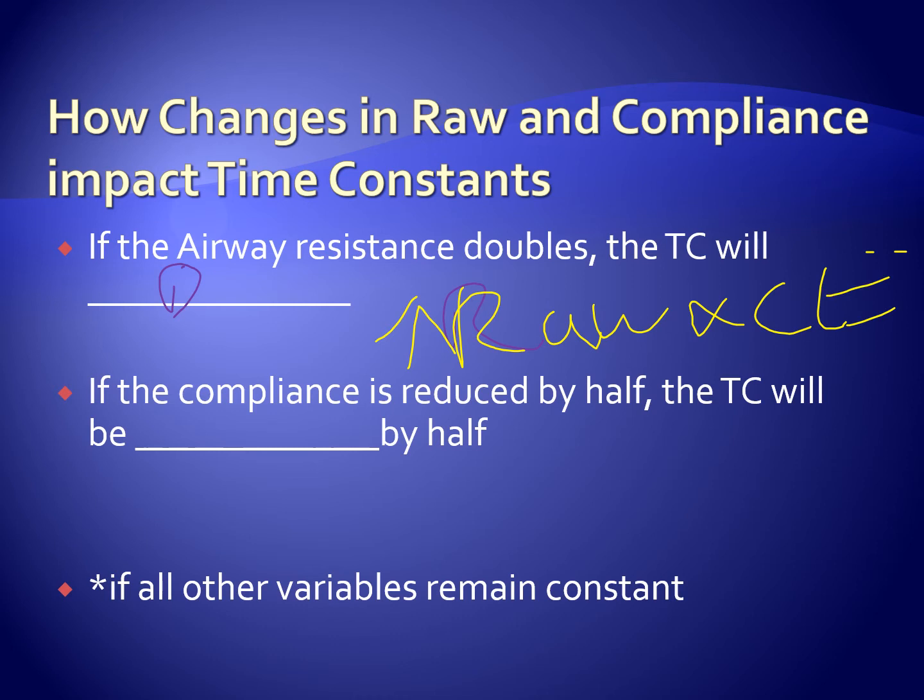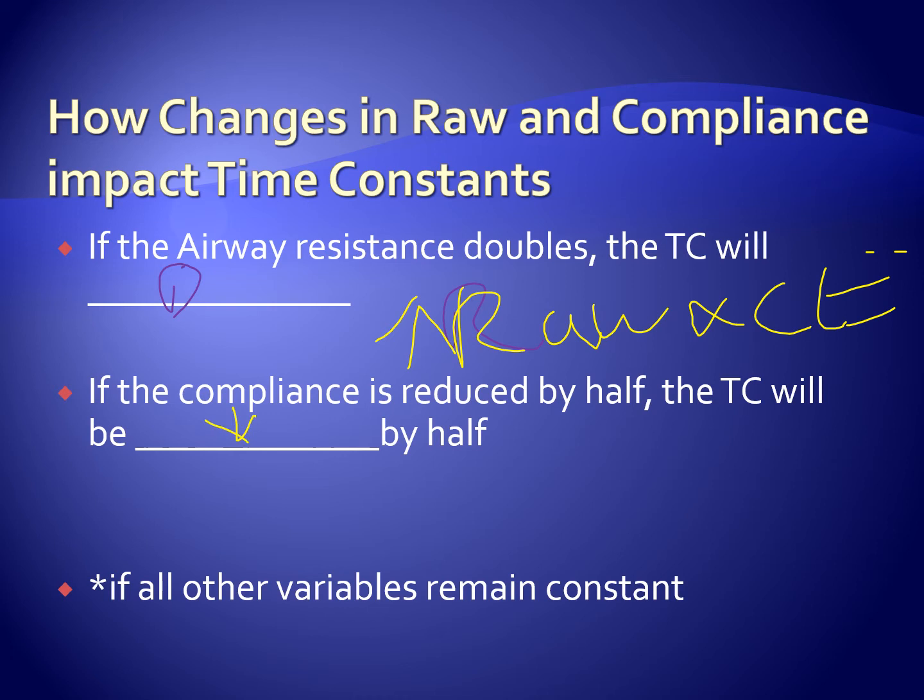So if we have a lumen and we make that lumen even smaller, right? We have that radius of the tube, our airways become even smaller, then of course we're going to have a doubling, right? If our air resistance doubles, then our time constant, or how long it takes for a breath to go in, or how long it takes for a breath to go out, will also double. If your compliance is reduced by half, the time constant will be reduced by half.